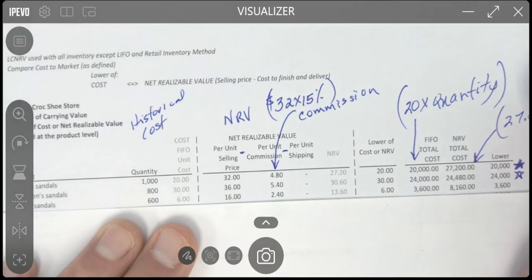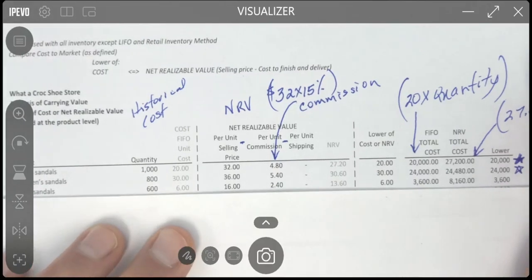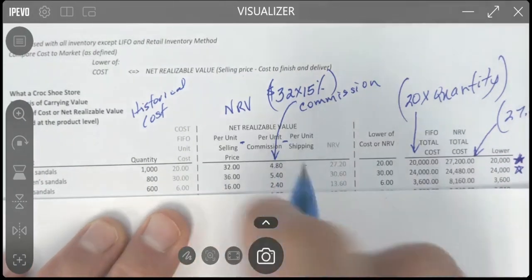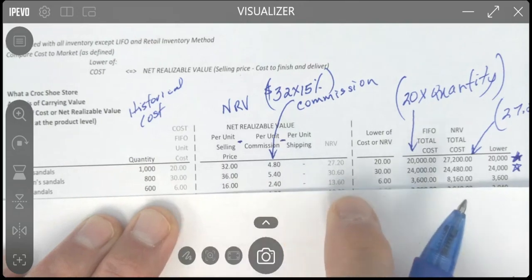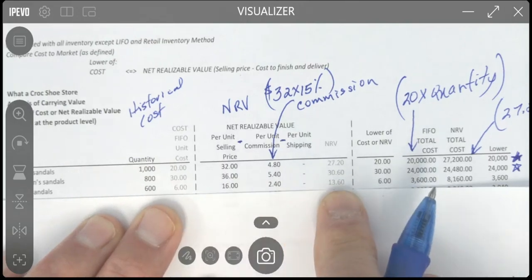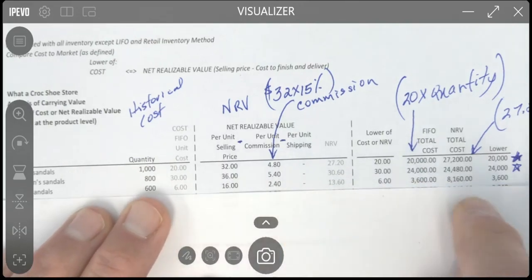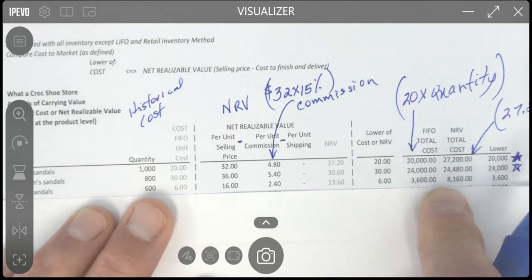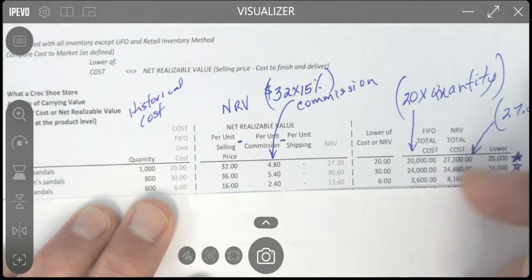The boys' sandals. Same process. Cost 6. Net realizable value $13.60. The lower of the two is 6. And so now we extend the two, and the lower is that 3,600. So that's our lower of cost or net realizable value.